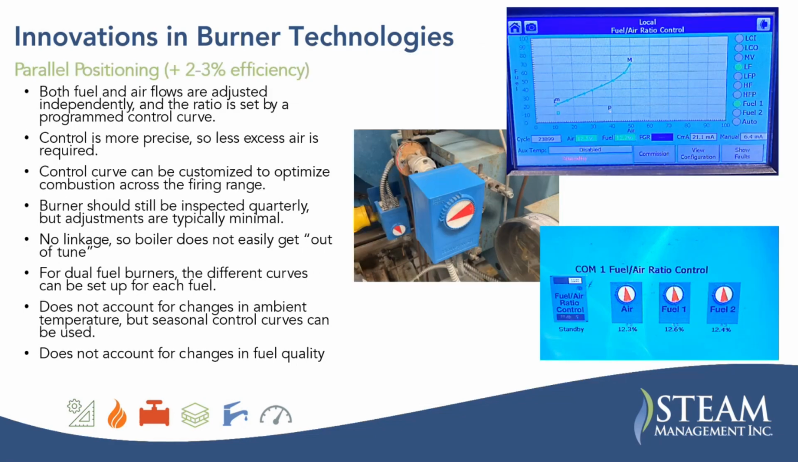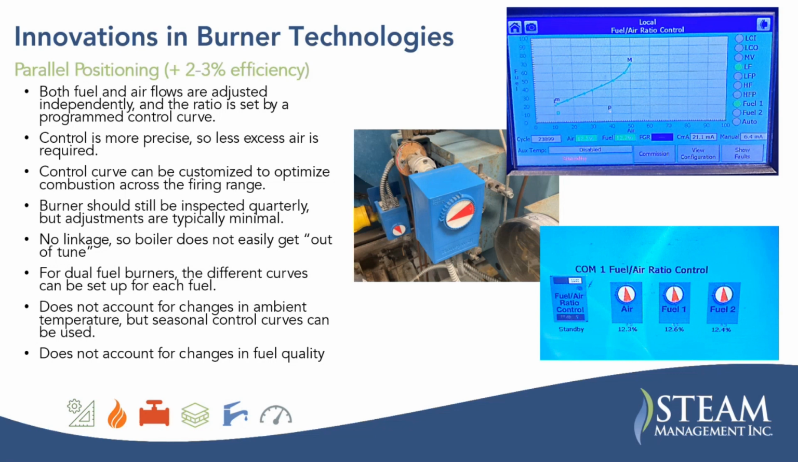The next technology here is parallel positioning. With this, instead of having that common jack shaft, we have an actuator on the air damper, as well as an actuator on the fuel valve. There's also an actuator on secondary fuel that's not shown. These are adjusted based on a pre-programmed curve. So control is more precise, and less excess air is required on average across the firing range. The control curve can be customized to optimize combustion across the entire firing range.